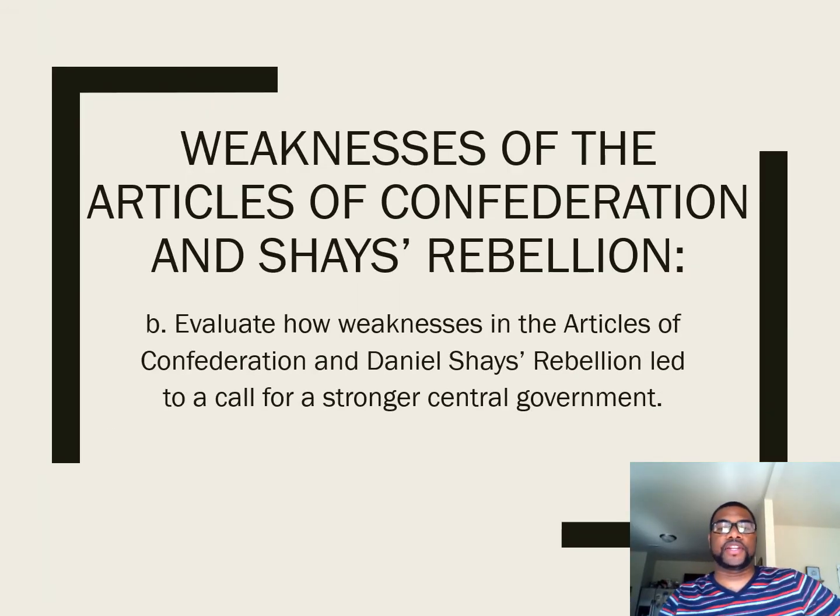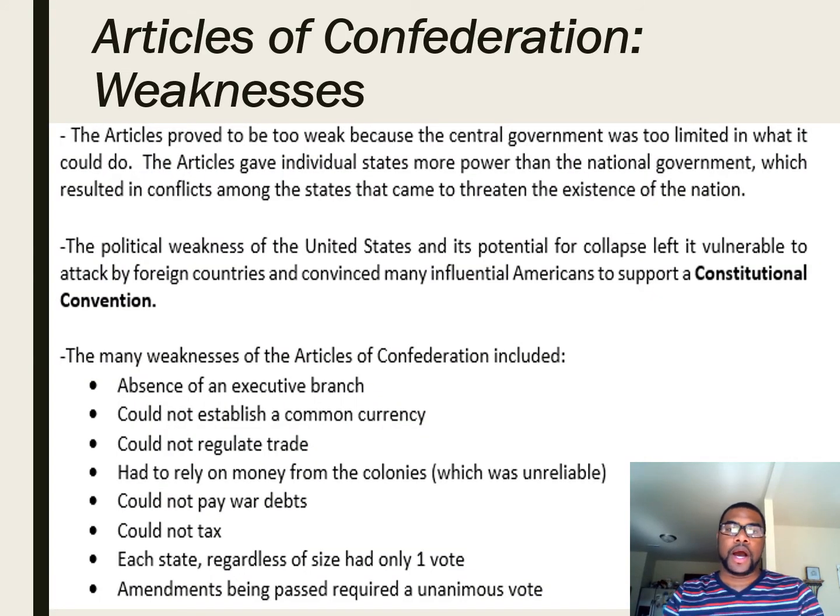Weaknesses of the Articles of Confederation and Shays' Rebellion. Evaluate how weaknesses in the Articles of Confederation and Daniel Shays' Rebellion led to a call for a stronger central government. All right, the weaknesses of the Articles of Confederation. The Articles proved to be too weak because the central government was too limited in what it could do. The Articles gave individual states more power than the national government, which resulted in conflicts among the states that came to threaten the existence of the nation.